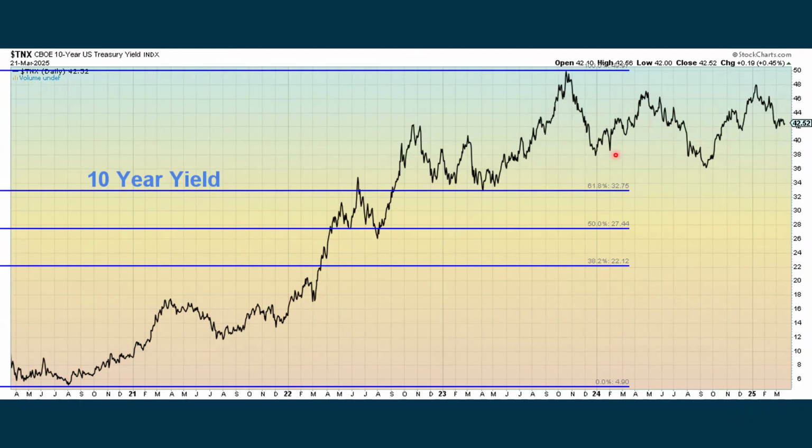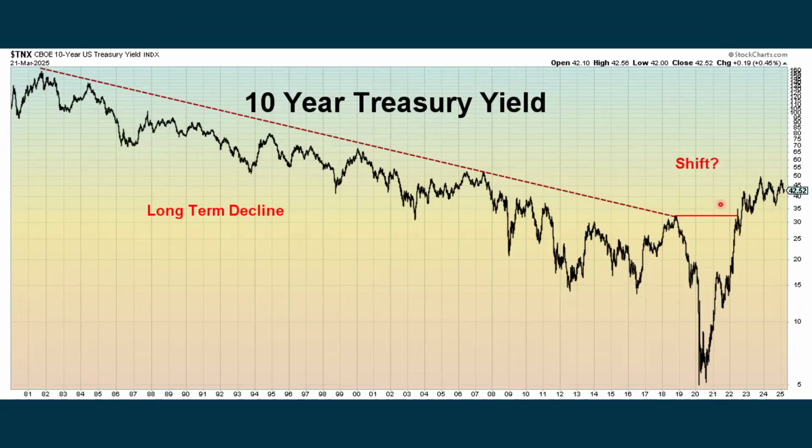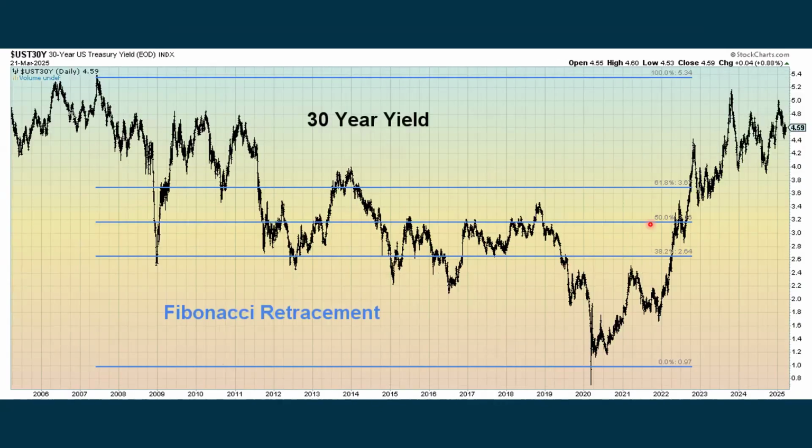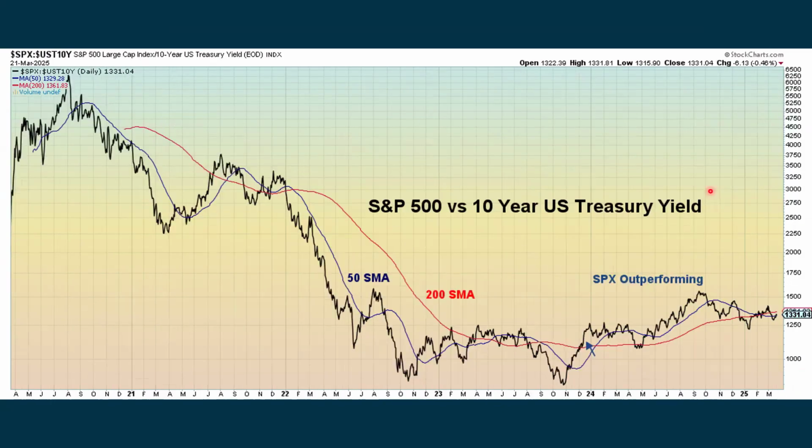This is the Fibonacci study on the 10-year yield, and we're right in between these two blue lines, so we're not getting any insight there. We have been shifting to a higher interest rate environment, which is different than what we've been seeing going all the way back to 1980. And then we look at the 30-year with some Fibonacci retracement lines, not really getting any insight there.